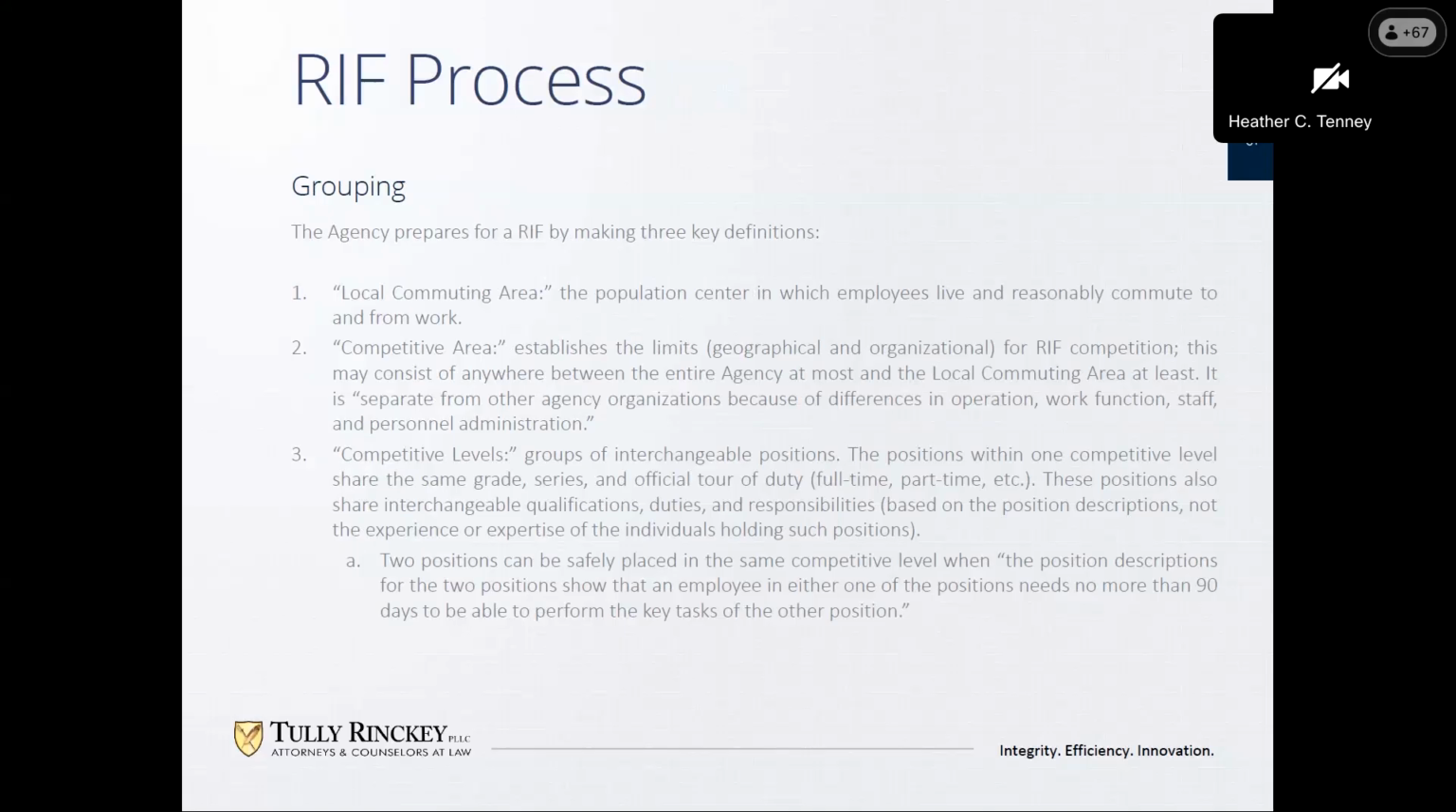Now, competitive level. After you establish the competitive area, the agency then establishes the competitive level that includes groups of interchangeable positions. When an agency applies the 4 RIF retention factors, tenure, veterans preference, length of service, and performance ratings, to the competitive level, it becomes the retention register, which lists employees in order of their relative retention standing.